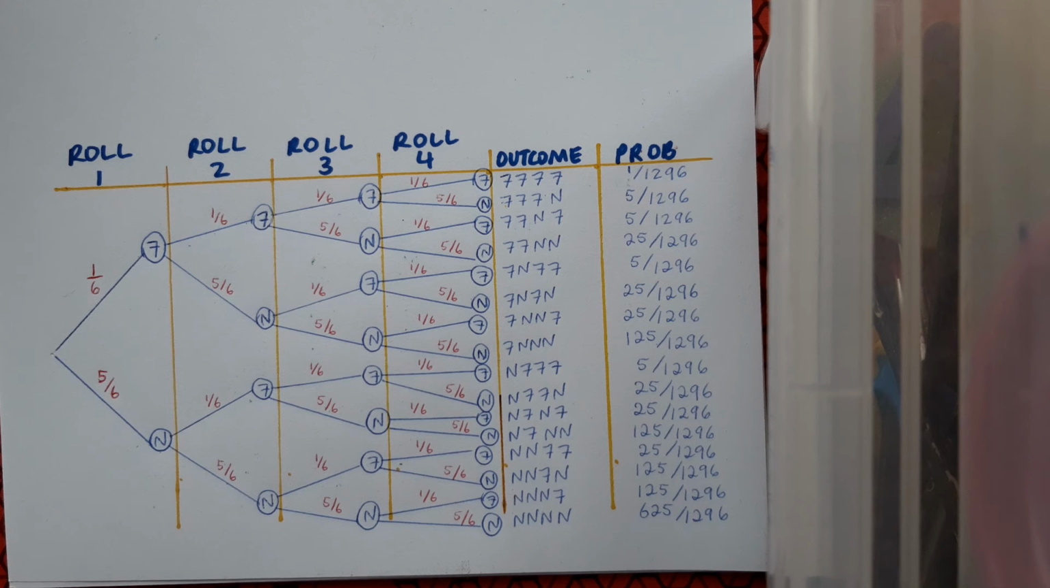So that's my full list of probabilities there. And then finally, I'll just add them up to double check that I get 1, and I do get that total, so I'm happy that I'm on the right track.